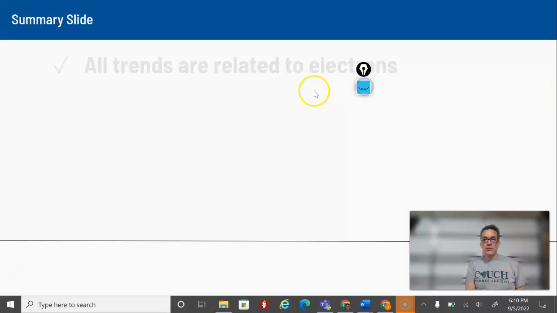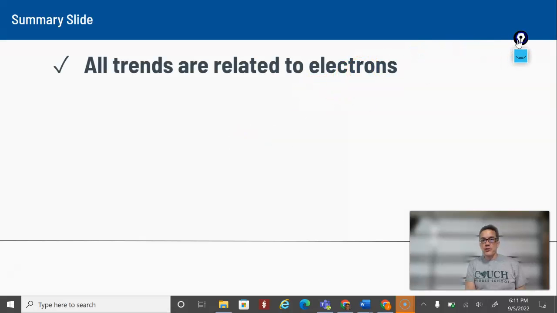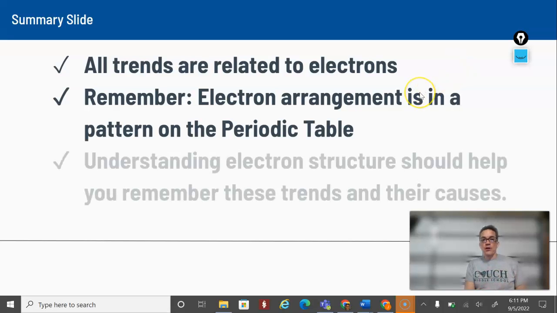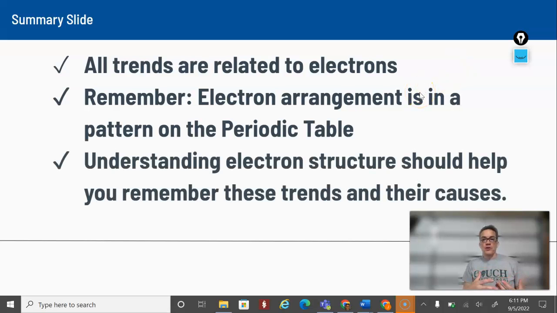All right. So in summary, most all these trends are related some way to the electron structure, and if we can remember the electron structure, it's going to help us out. The electron arrangement is in a pattern on the periodic table, and if we can remember that electron structure and the structure of the atom in general, it should help us to remember how these patterns should go if you just don't want to memorize them.